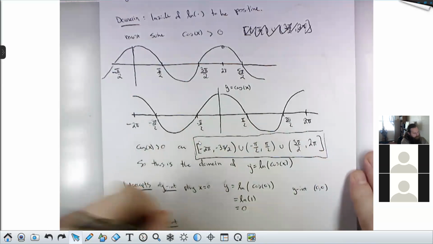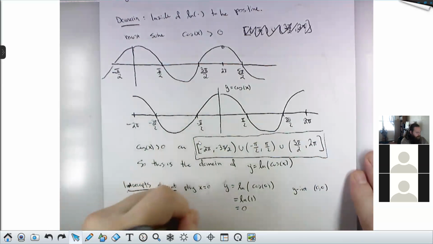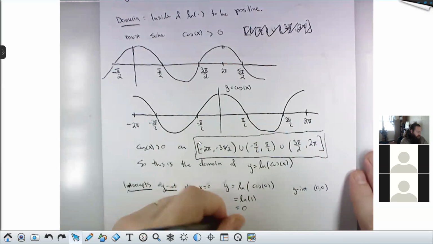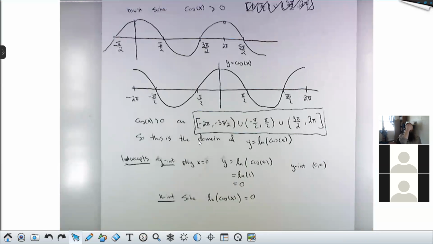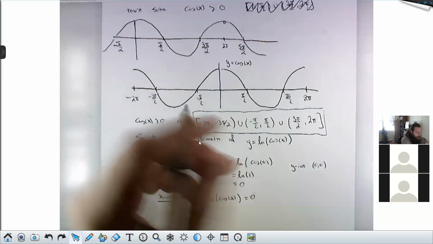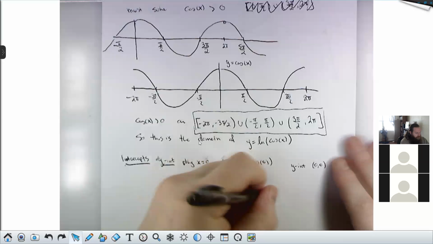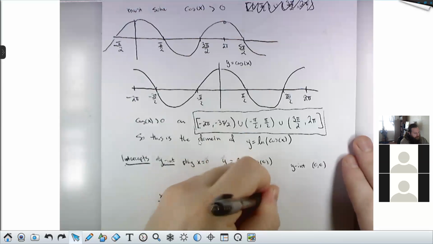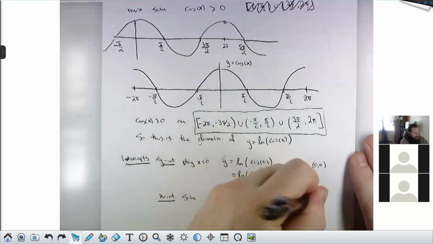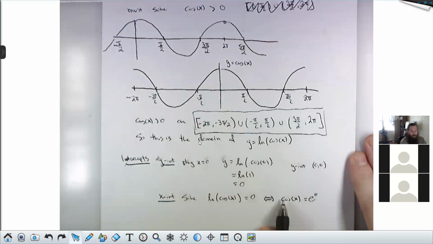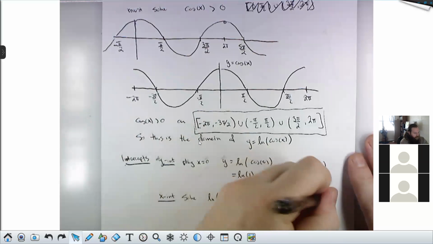X-intercepts, we need to solve ln of cos x equals 0. And because this is an equation involving a trig function, it's going to have a lot of solutions. But we can find a few of them. This is the same as saying cos of x is equal to e to the 0. So that's how I get rid of the natural log. I exponentiate, which is 1.